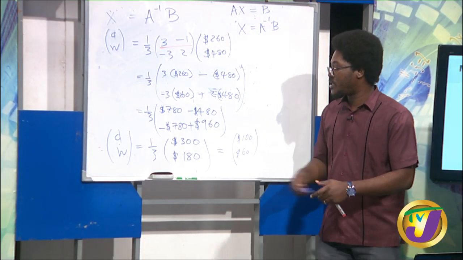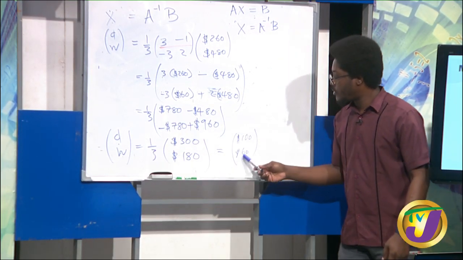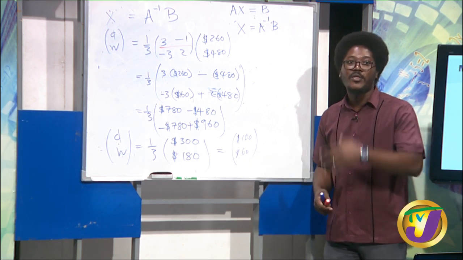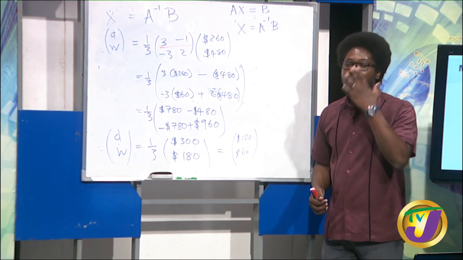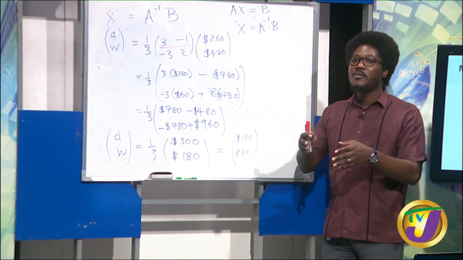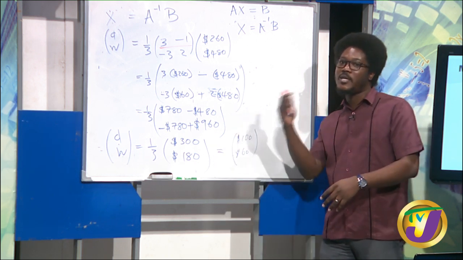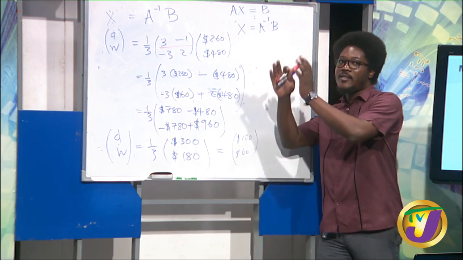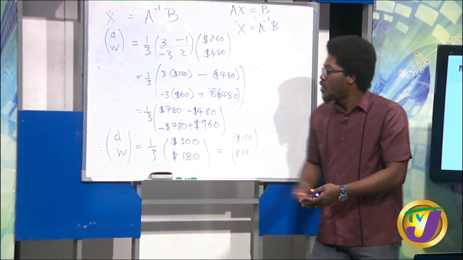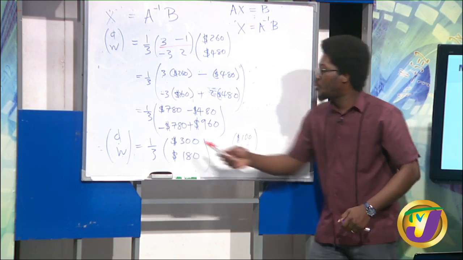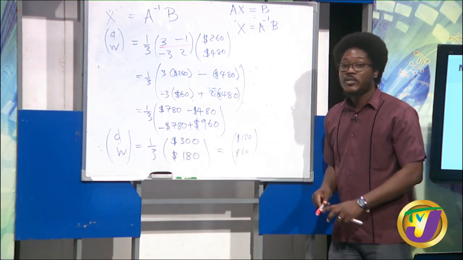Therefore, the cost of a bottle of water, which is W, would be equal to $60, because remember, with equal matrices, the first element is going to be equal to the first element on the other side. The second element in the column is going to be equal to the second element in the matrix on the right-hand side. So D is going to be equal to 100 and W is going to be equal to 60.